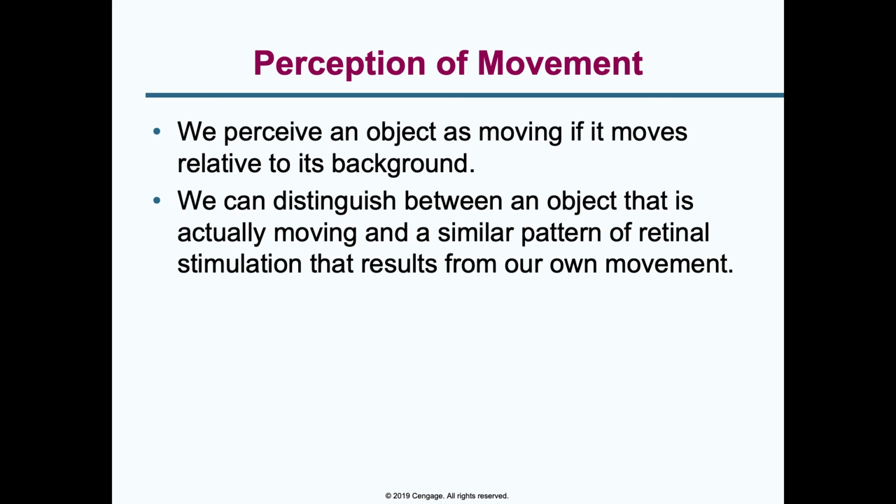We can also distinguish between an object that's actually moving and the way that our retina is being stimulated based on our own movement. So let me explain that in terms. Our brain can interpret the difference between an object that's moving and your eyes that are moving. It's often because the background is changing. And that's what our brain will also look at when we're talking about perception of movement.